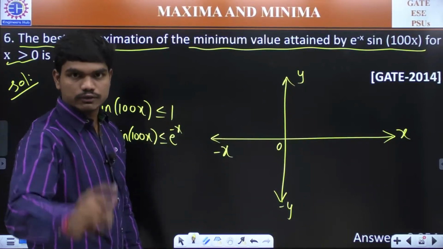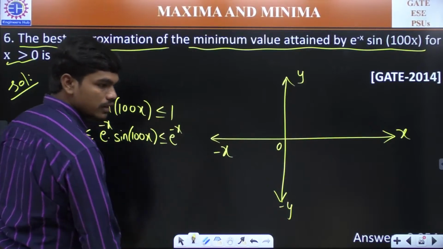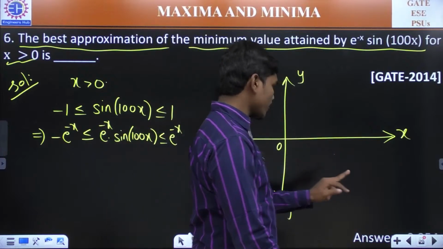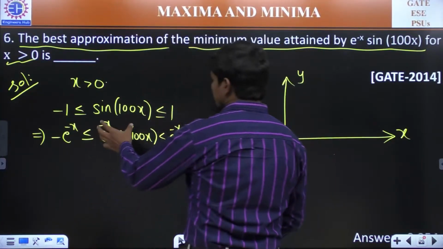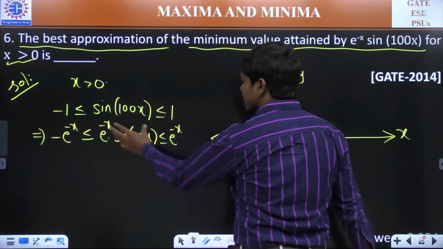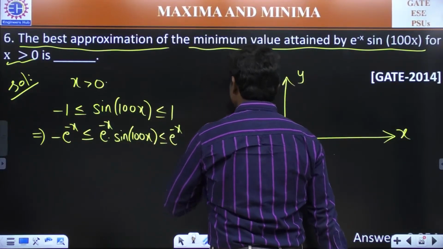This is a very good question, and that's why none of you were able to answer it. So I am revealing the solution. Now see carefully. Whatever graph you draw for the function e power minus x into sine of 100x should definitely lie between minus e power minus x and plus e power minus x.